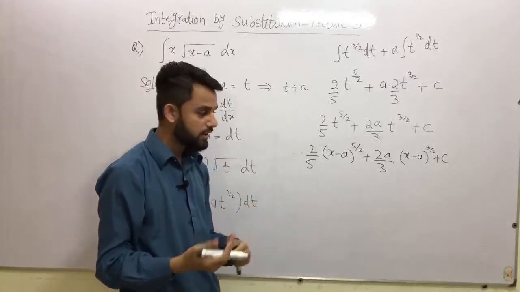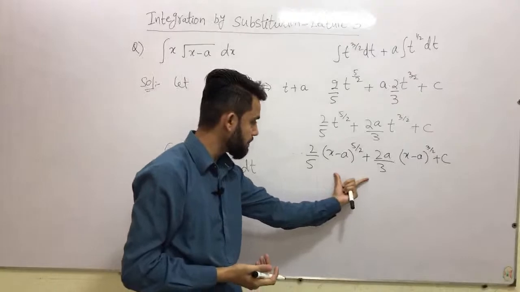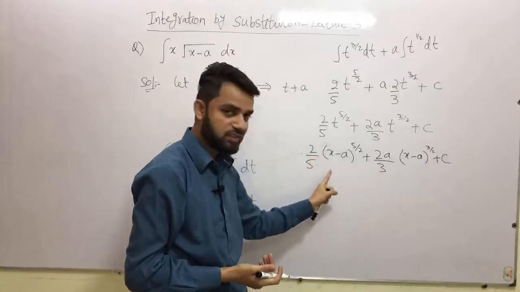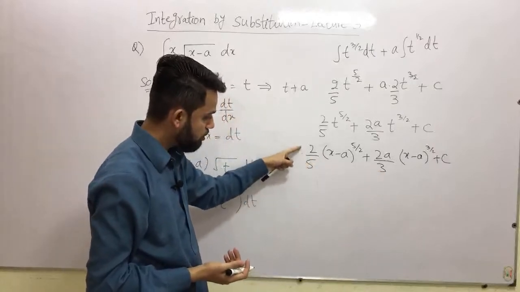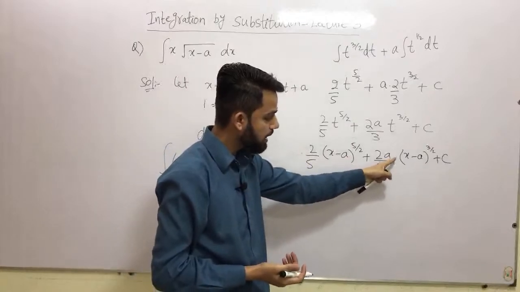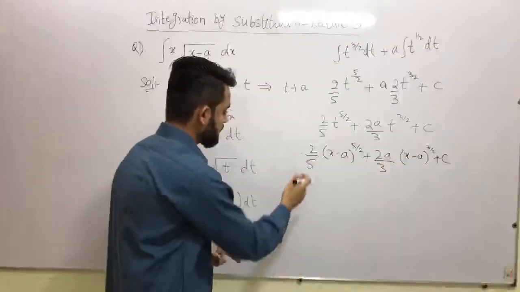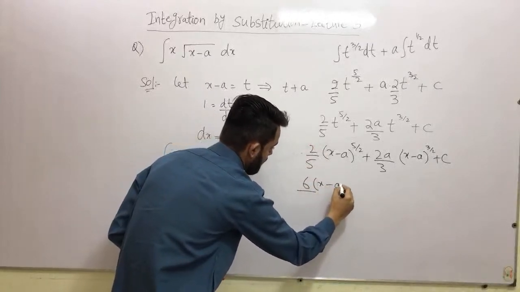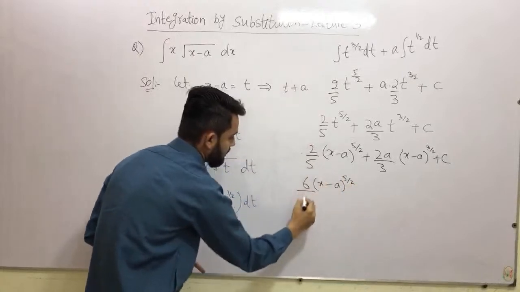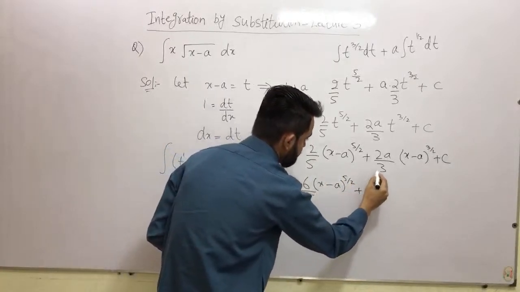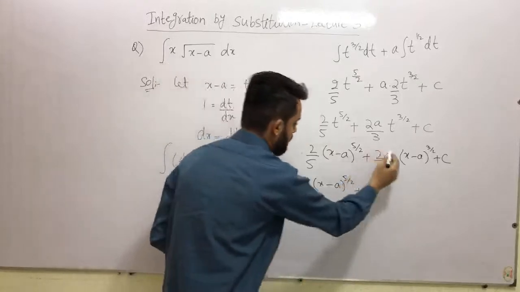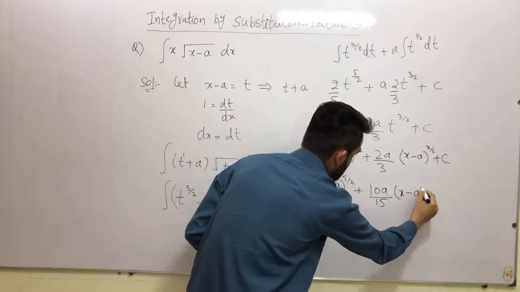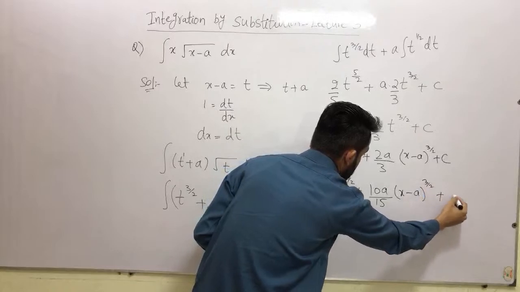The way we can do that is by making the denominators the same. So here we have 5 and here we have 3. In order to make these two fractions the same, I will be multiplying with 3 in numerator and denominator here, and here I will be multiplying with 5 in numerator and denominator. Since I am multiplying with 3 over here, that's going to become 3 times 2 is 6 into x minus a to the power 5 over 2, and 5 times 3 will be 15, plus, here I am multiplying with 5, so 5 times 2 is 10a, 5 times 3 is 15, into x minus a to the power 3 over 2, plus c.